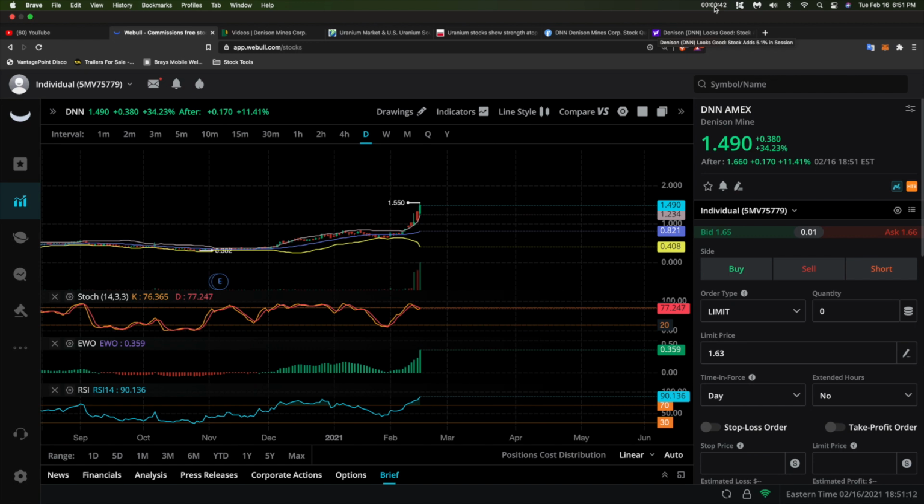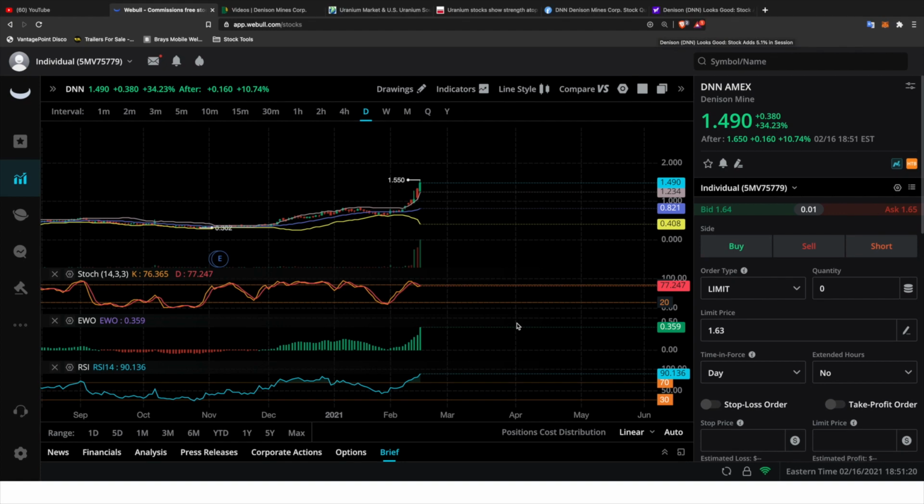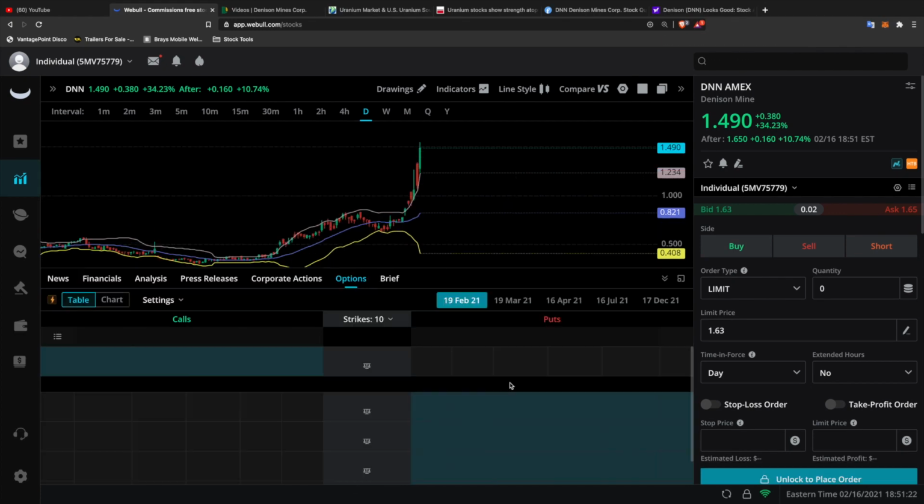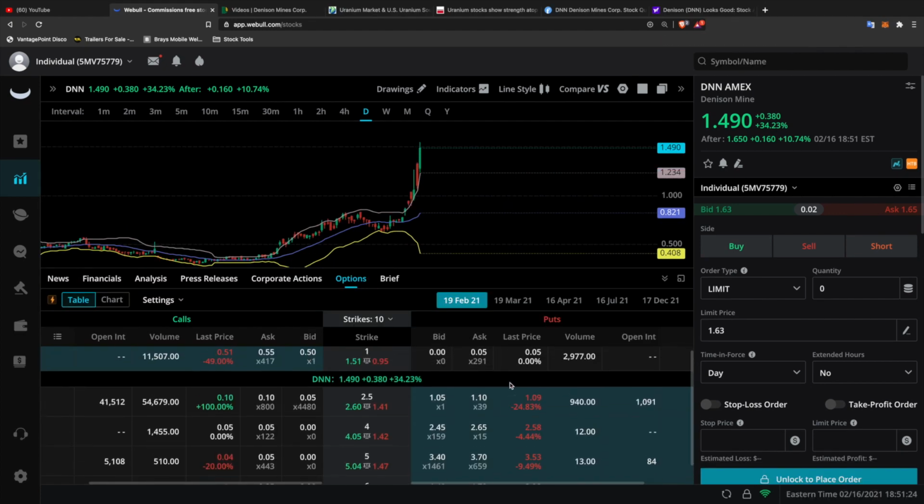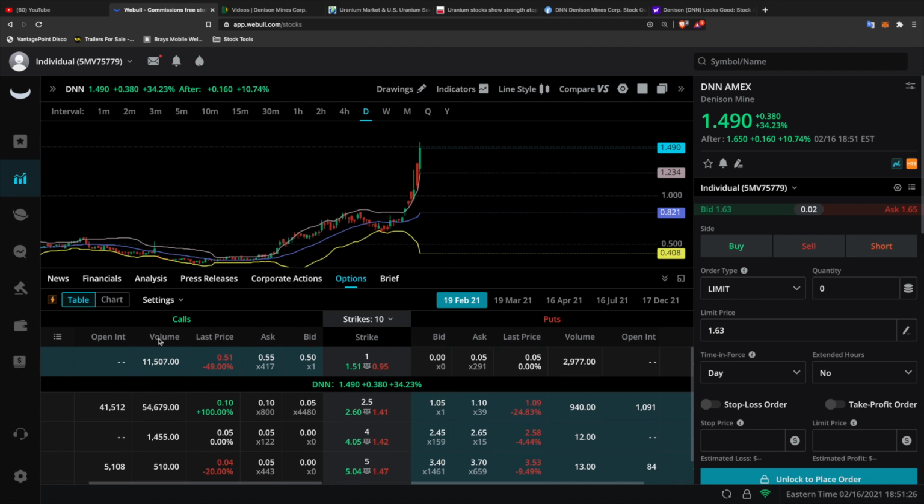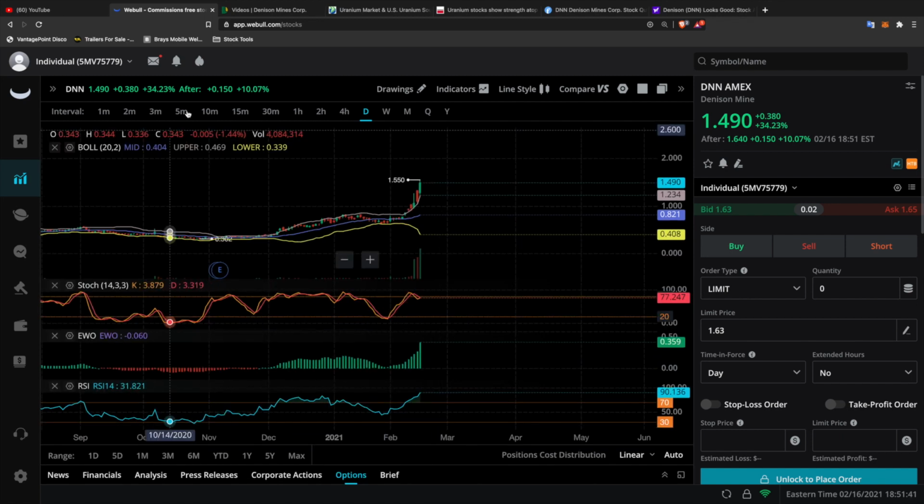I'm back again with a stock that I want to put on your radar. This stock had an unusual amount of option volume. Let me bring up the options so you can see for yourself. You've got 41,000 open interest, and 54,000 worth of activity for the day on the option volume. So this stock is a uranium stock.